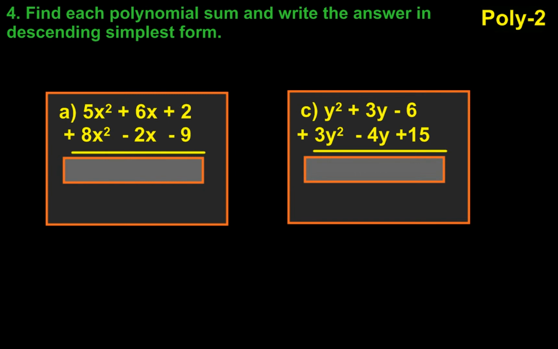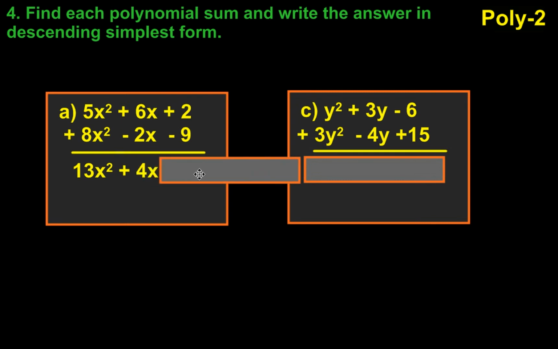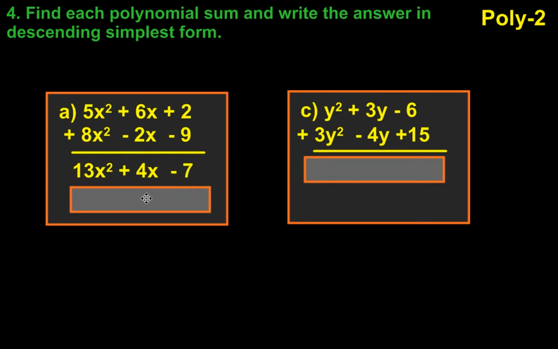For number 4, find each polynomial sum and write the answer in descending simplest form. So we have a 5x to the second power plus 6x plus 2, and then underneath that we have 8x to the second power minus 2x minus 9. They've been set up so that the like terms are underneath one another. Makes it easy to add. So the x squareds give us 13. The x's, positive 6 and negative 2, give us a positive 4x.